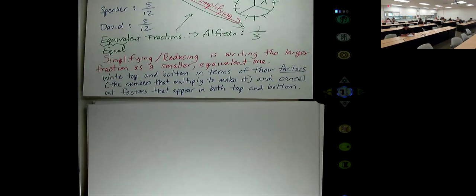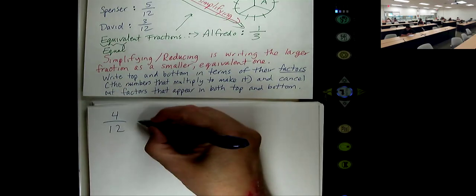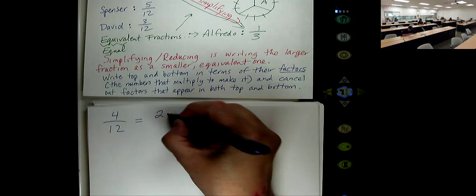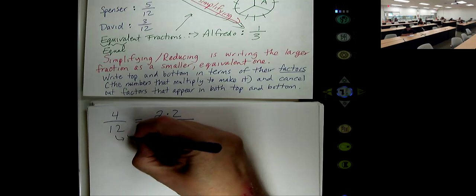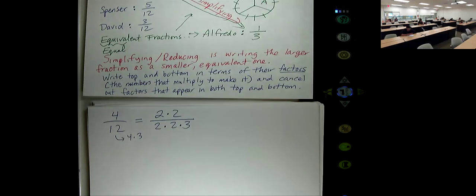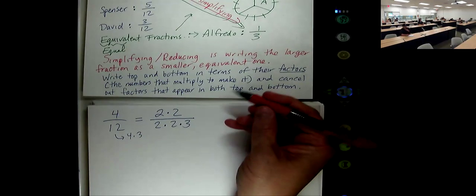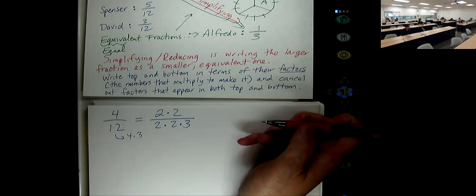So let's take a look at how we reduce Alfredo's fraction. So 4 can be written as 2 times 2. And 12 can be written as 4 times 3, and I can write this as 2 times 2 times 3. There's a quicker way to simplify this, but I want to show the full process. This is what's happening if you do it on your calculator, and your calculator does fractions, this is what it's doing.